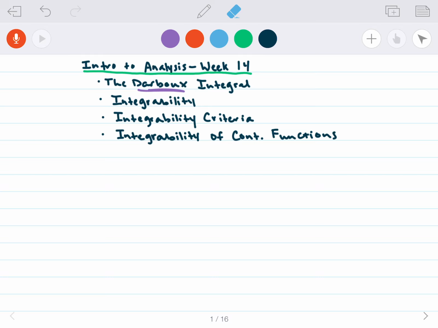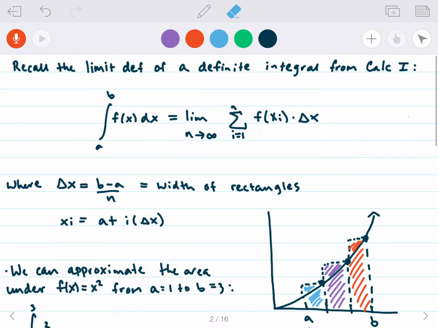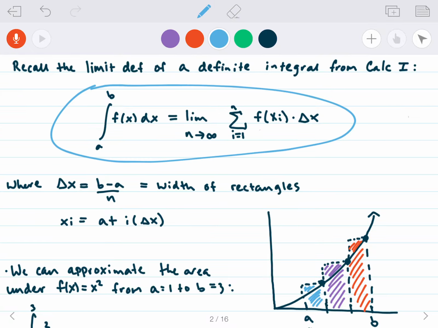Last week we finished off talking about integration, and this week we're going to talk all about integrability. We're going to introduce the Darboux integral, sometimes known as the Riemann integral. We're going to talk about integrability criteria, and we're going to look at integrating continuous functions and prove a few theorems about integration.